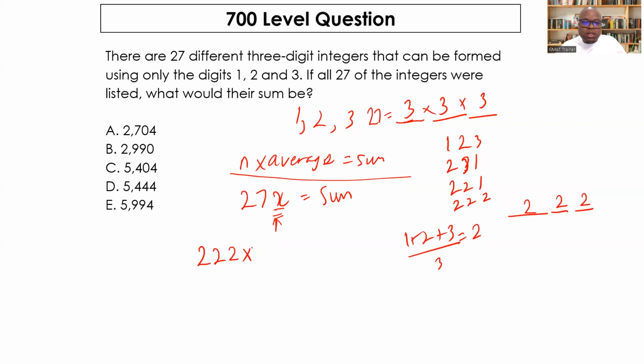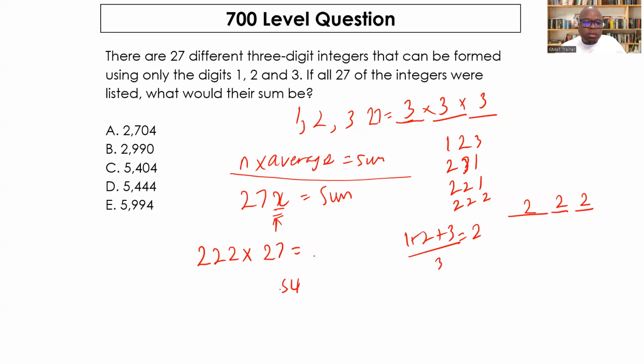222 times 27 will give us the sum. If you multiply this, what do you get? Let's just try it out. 2 times 7 is 14. Carry 1. Then 14 carry 1, that is 5. 5 for the last digit. We have 54 here.